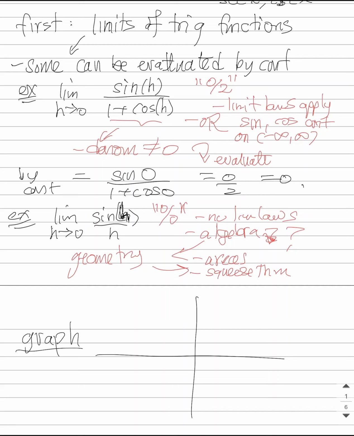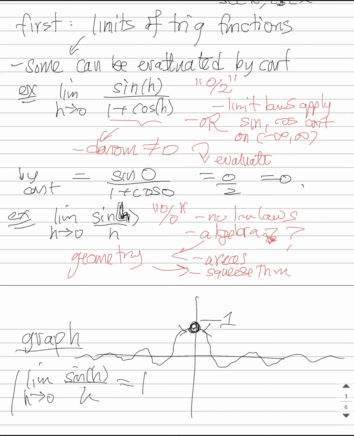So it will turn out that you can graph this function, and it has a picture that kind of looks like this. The one important thing is that there's a hole right at 0. But if we are interested in the limit as h approaches 0 of sine h over h, and we take note that this is a two-sided limit, it turns out that this limit will go to 1.